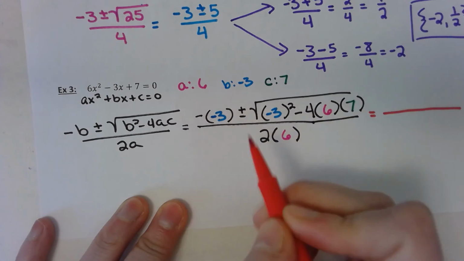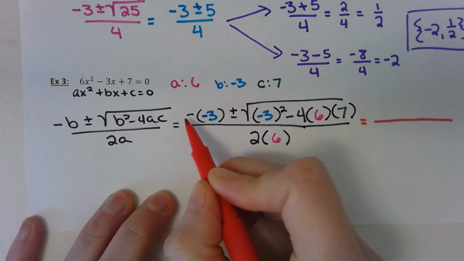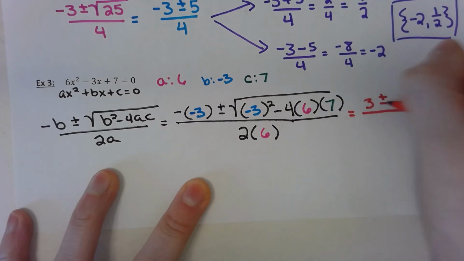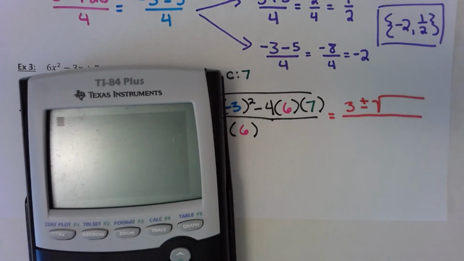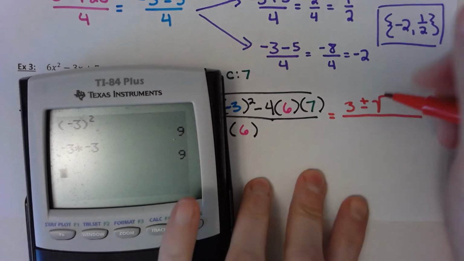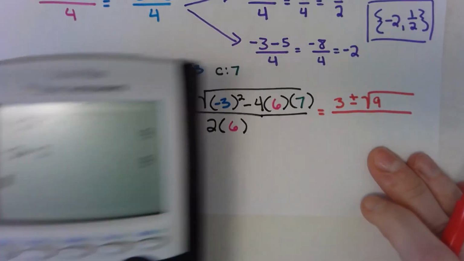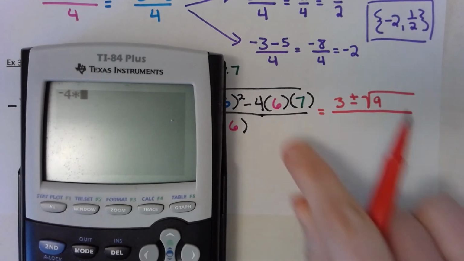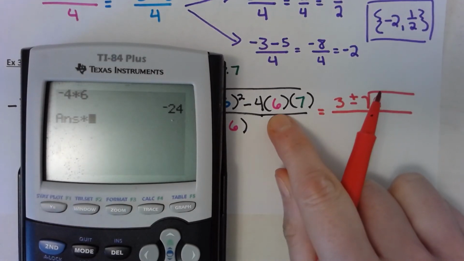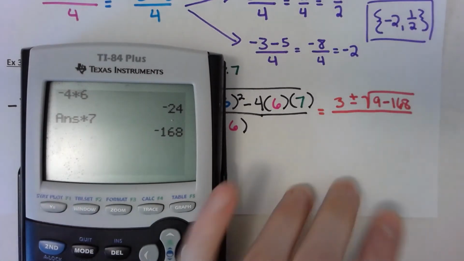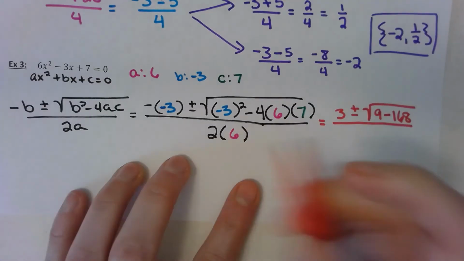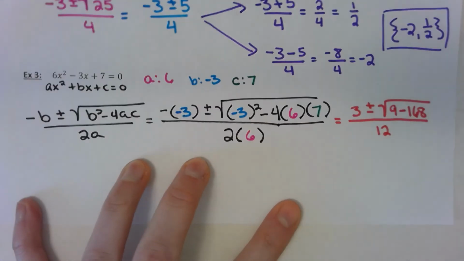Right here, double negatives. That means we actually have a positive 3 in front, plus or minus the square root. Well, make sure that whenever you simplify this, you either put parentheses around it, or you type it as negative 3 times negative 3, which ends up giving us positive 9. So now I've got 9 right here. And if I type in the rest, I've got a negative 4 times 6 times 7, which gives me negative 168. And this is all divided by 2 times 6, which is 12.